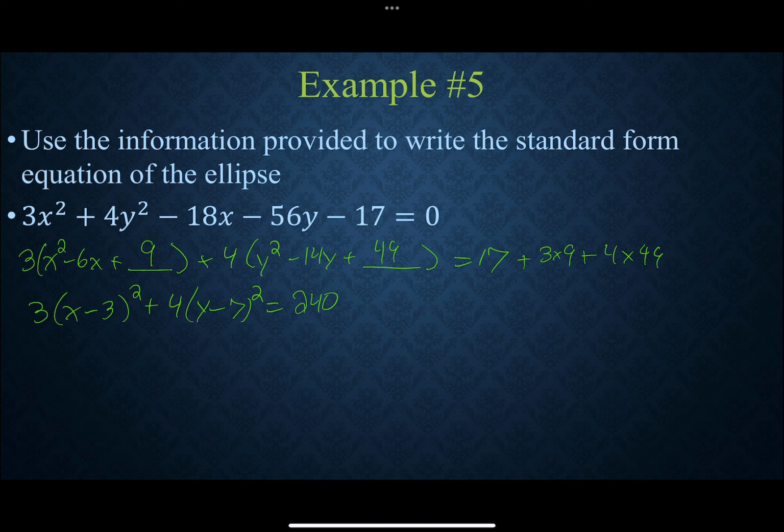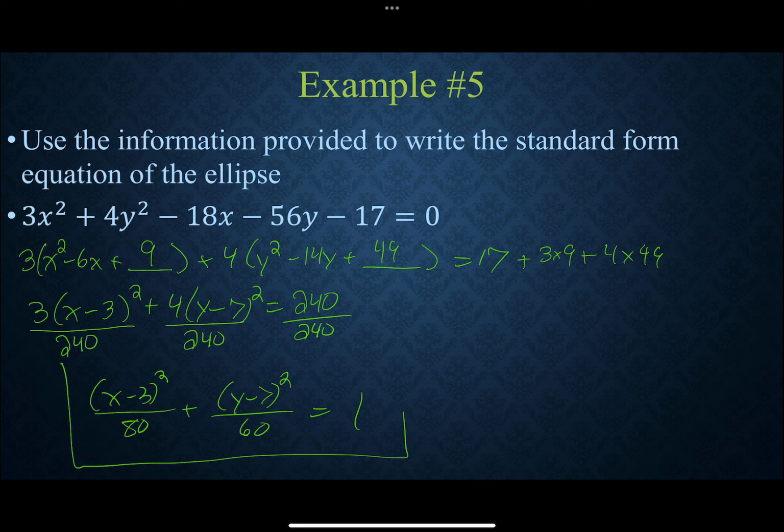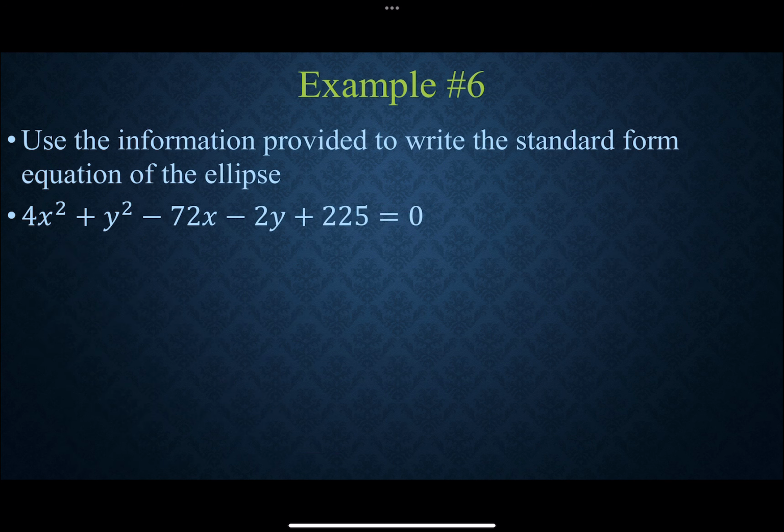So the proper format was all fractions equal to 1, so we're always going to divide by whatever we get on the right-hand side, in this case 240. And we get (x - 3)² over 80 plus (y - 7)² over 60 equal to 1. And there's now our proper standard form equation of the ellipse. All right, so one more with that.